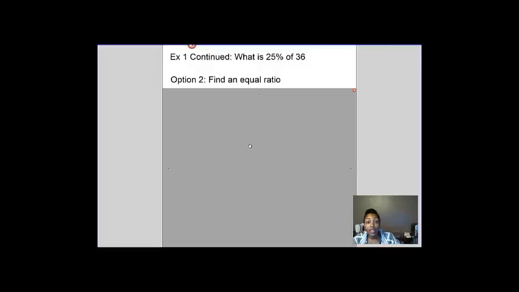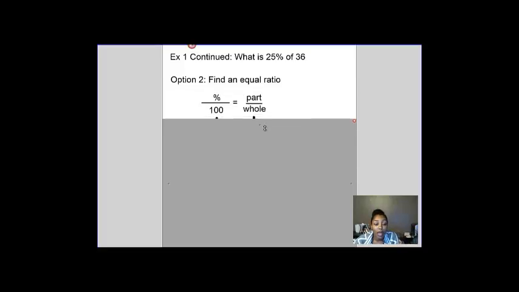So let's look at this same question, but let's look at a different strategy. The other way that I can solve this kind of problem is to find an equal ratio or set up a proportion. Again, I'm trying to find what is 25% of 36. So I want to know, if 36 is the whole thing, what is 25% of that? What is that piece?